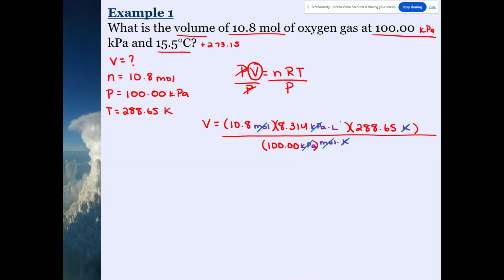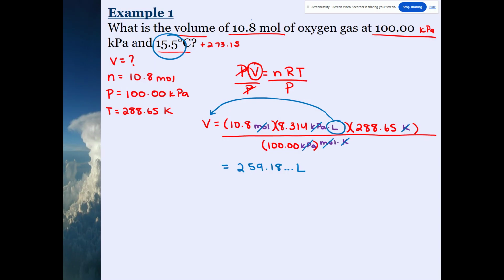So we are left with a liter on the top, and again, whatever unit we're solving for should always be left on the top. Okay, so if I'm solving for volume, that means I should have liters on the top. So 10.8 times 8.314 times 288.65 divided by 100 gives me an answer of 259.18 so on liters.